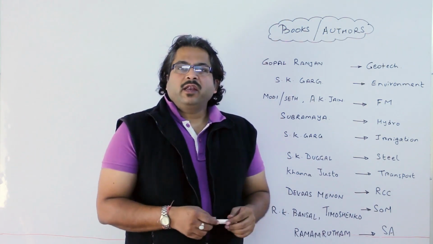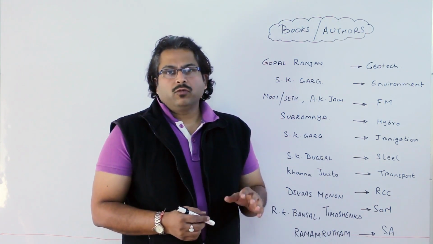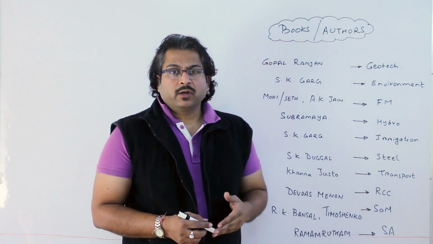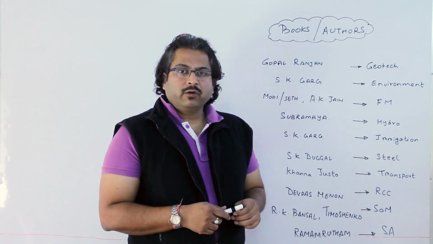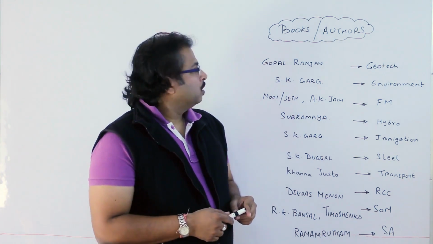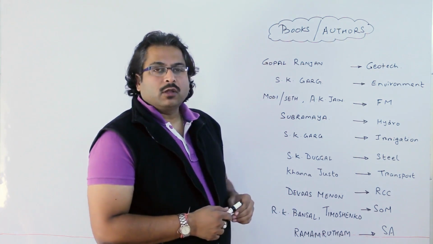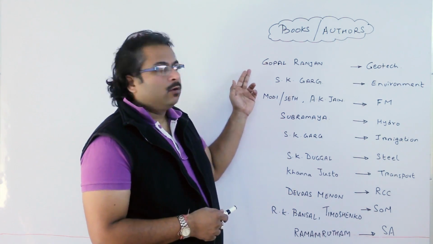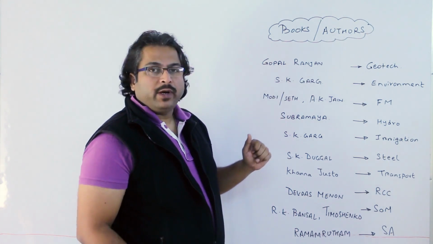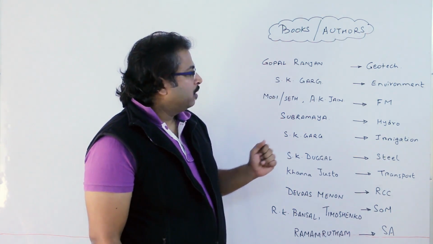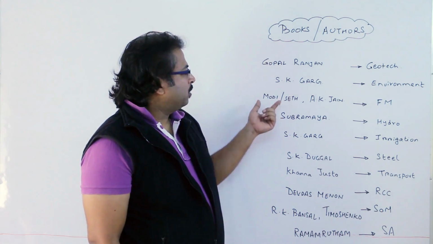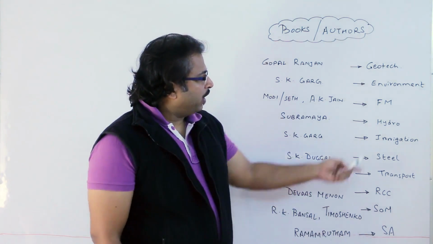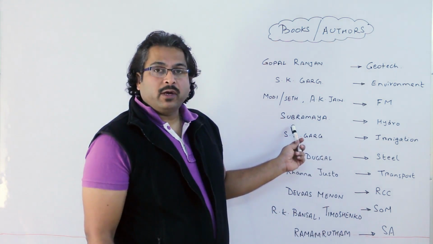Now after a detailed analysis of how to score good marks and what the weightage of each subject is, today I will also tell you about the books of various authors. For Geotech, you should refer to Gopal Ranjan for your self-study. For environment, it is S.K. Garg. For fluid mechanics, you can go for either Modi and Seth or A.K. Jain. For hydrology, you have to refer to Subramanya.